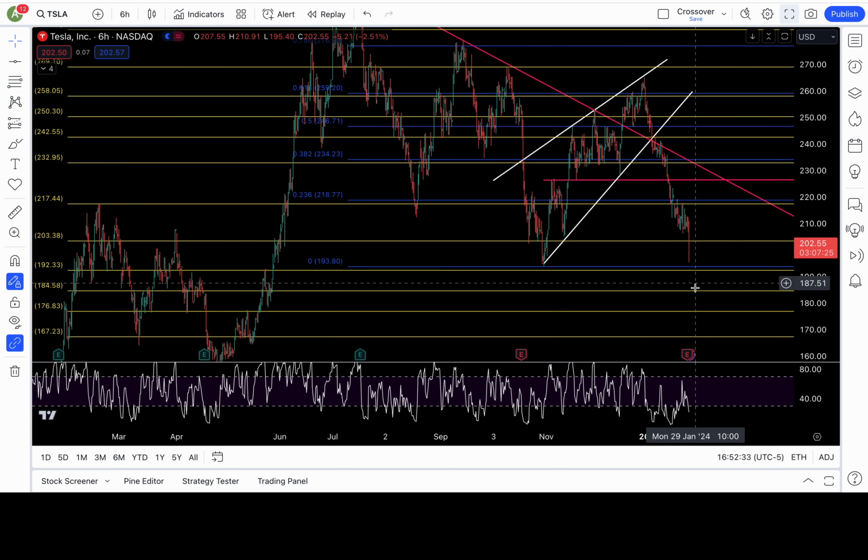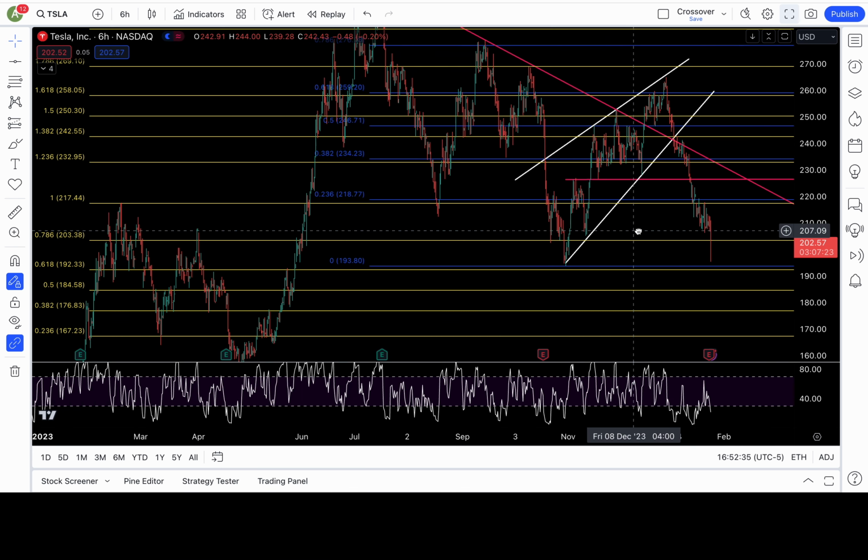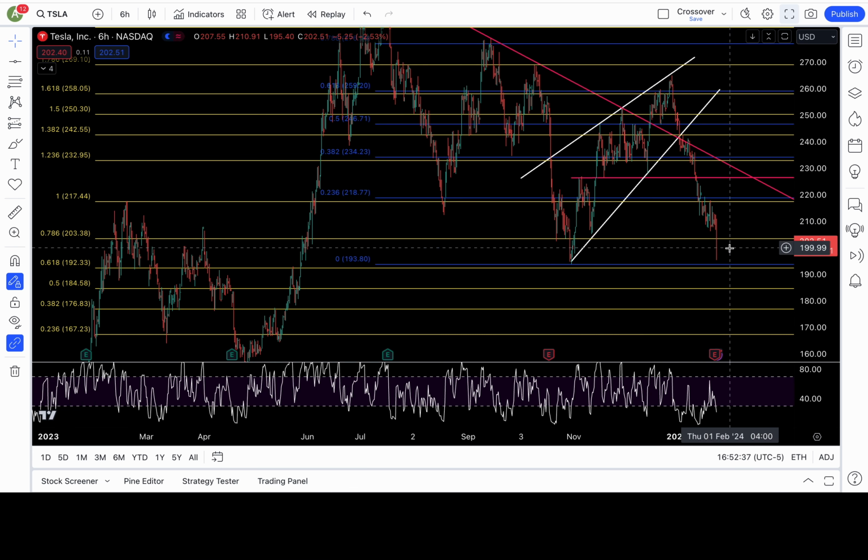Otherwise, if we don't go test it, remember I got that fib level at 203.38. I like to see it clear. And then I had a pivot low here, this pivot low for Monday around 206.27. Okay, that'll be a resistance level I'd watch.